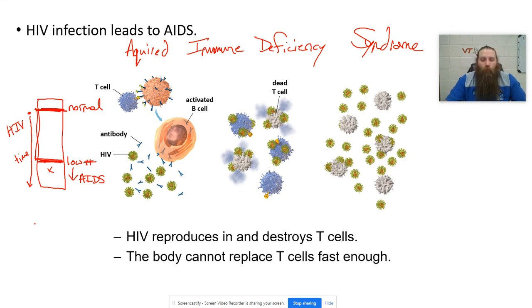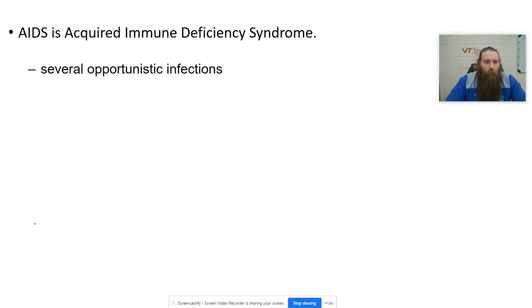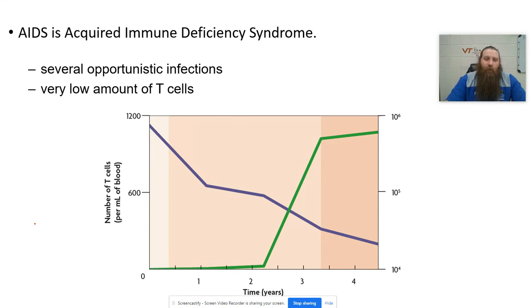You can't reproduce your T cells fast enough to keep up with the HIV virus. That's the issue there. And since you don't have enough T cells, they can't help in your immune responses. So all the things we looked at in those other slides about the immune response, the T cells can't do their job. Now, AIDS, like I said, is the acquired immune deficiency syndrome. It leads to multiple opportunistic infections. You don't have a lot of T cells, and that can be a problem.